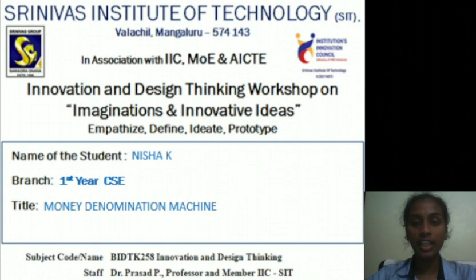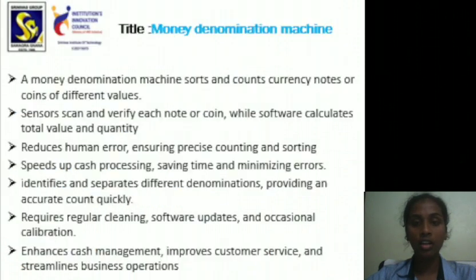My topic is money denomination machine. A money denomination machine sorts and counts currency notes or coins of different values. The ultimate solution for accurate currency sorting and counting. Equipped with advanced sensors, this machine meticulously scans and verifies each note and coin, leaving no room for errors.